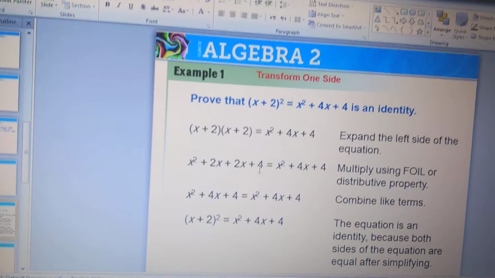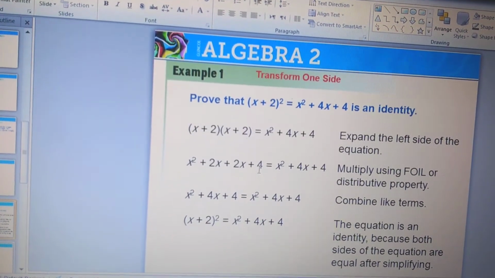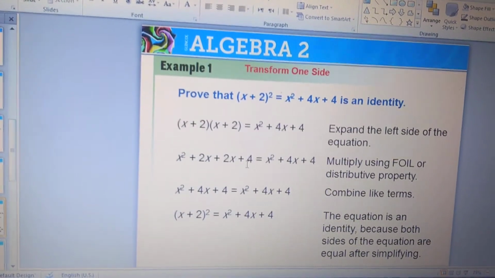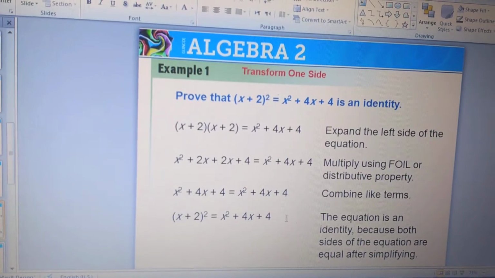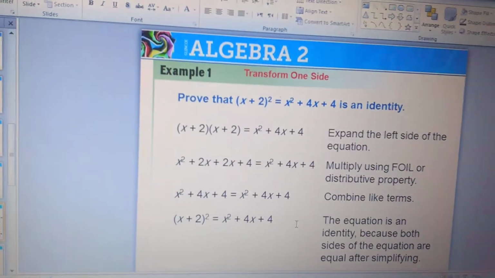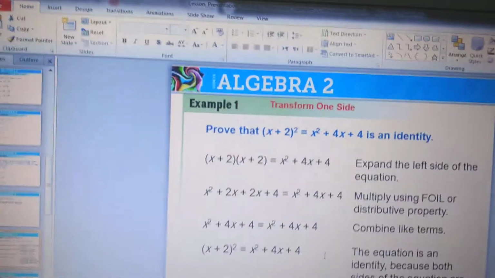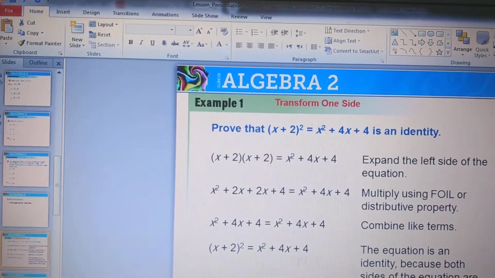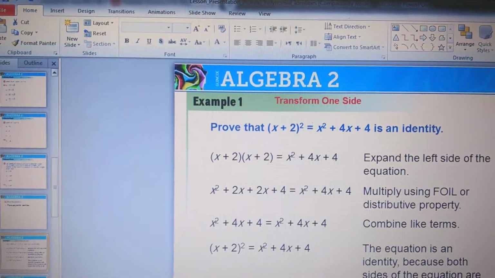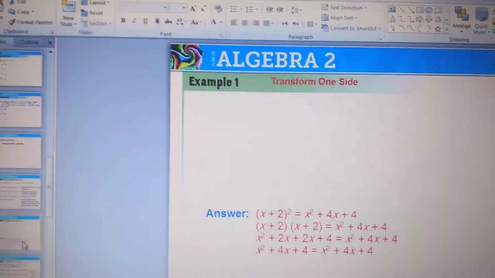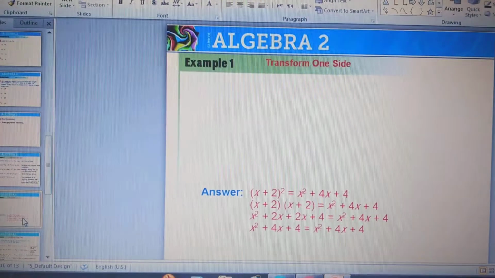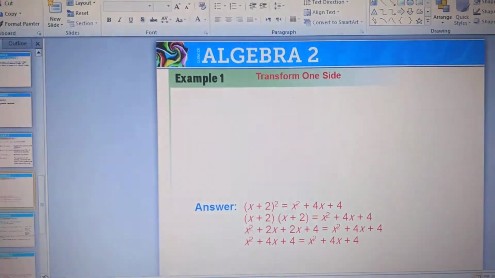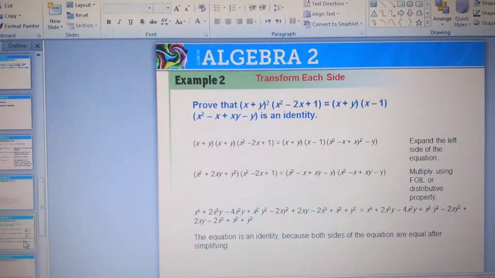This is the left side. Also, the right side is x squared plus 4x plus 4. The equation is an identity. The reason is that both sides of the equation are equal after simplifying. After I do the factoring or the multiplication or any way, you find that the two sides are equal. When the two sides are equal, we call it an identity. Here the answer, of course, we see it in the previous slide. This is the main idea, and it's very simple. Another question.